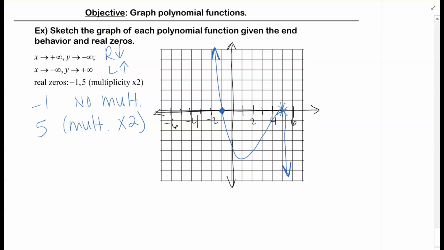So I just put a regular dot on my -1 and an asterisk on 5 because it has multiplicity to remind me that it is going to be a min or a max. And then I drew my end behavior, the left side going up, the right side going down. So a regular dot means I cross the x-axis and then I have to go back up. And then my asterisk means I don't cross the x-axis, so you dip back down. So 5 ends up being a maximum in this example, okay?